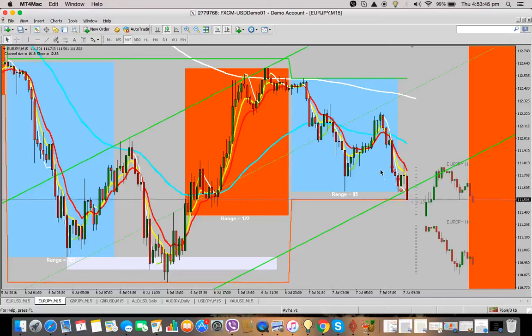Now, one of the key things to look at is not only what this session has done previously, but also what the previous sessions have done. I'd have a quick look to see if I'm seeing anything that's familiar here. Straight off the bat, I noticed that yesterday, during the Asian and London sessions, we saw a double bottom appear. This is a multi-session double bottom.